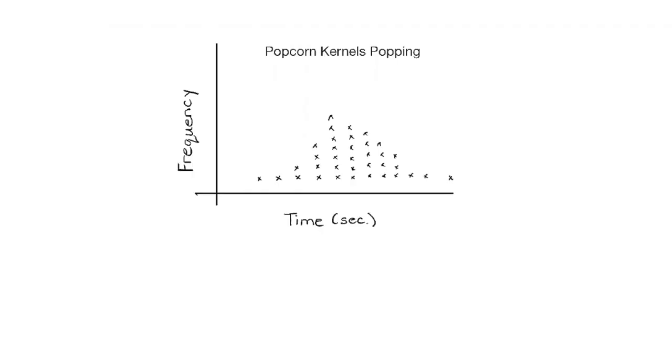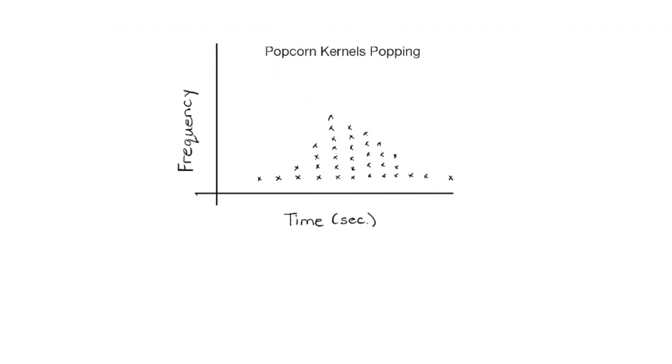We could create a graph of our popcorn kernels popping. As time passes, in the beginning, nothing's happening. Then we get one pop, a few more start to pop. In the middle, it's a flurry of activity as they all start popping. And then at the end, we have a few of the stragglers who finally pop.